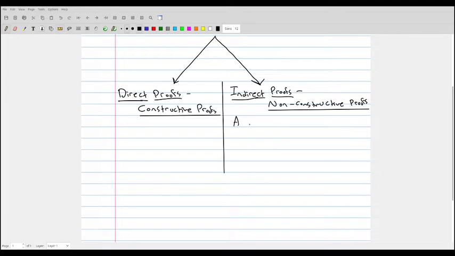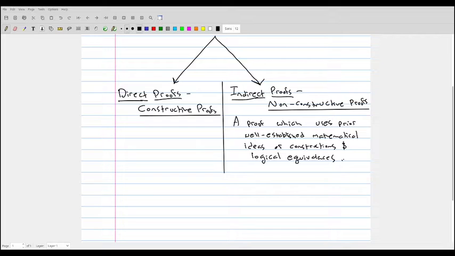So we'll say an indirect proof is a proof which uses well-established mathematical ideas or constructions as well as logical equivalences to go through and prove a given theorem or a new theorem in mathematics. The most common example of an indirect proof method is called the proof by contradiction, and we'll see how to go through and, logically speaking, why proof by contradiction works. But the idea is that this will be a very common method of proof that we'll see in this course, and that you will see in many different areas of mathematics.